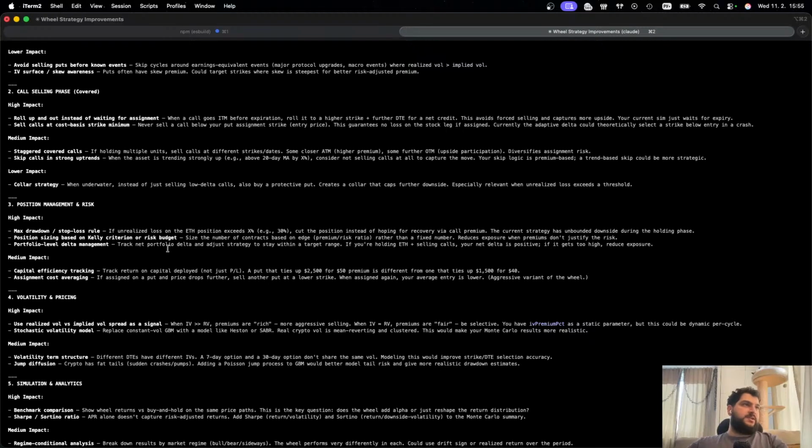Lower impact is the collar strategy when underwater. Instead of just selling low delta calls, also buy a protective put. This creates a collar that caps further downside. Especially relevant when unrealized loss exceeds a threshold.